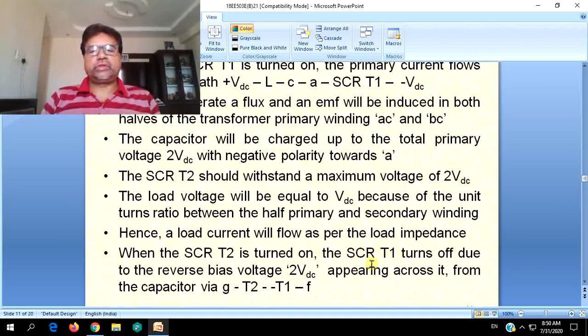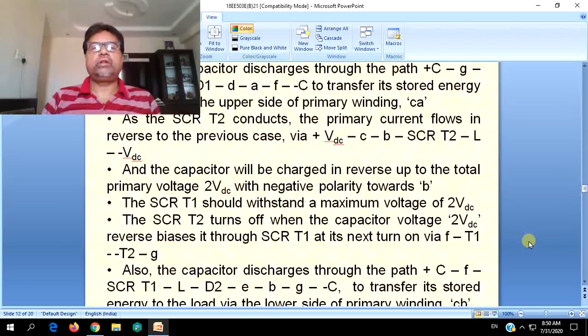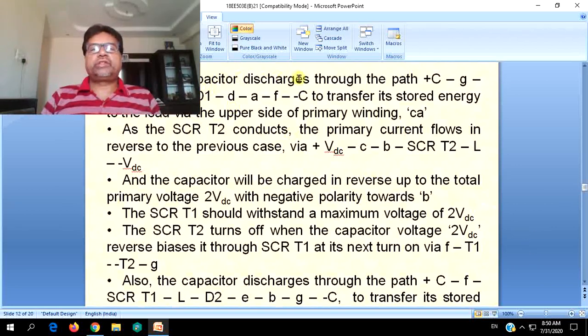T1 turns off due to the reverse biased voltage appearing across it. Up to this, it will be the same. Now, the capacitor discharges through the path shown to transfer its stored energy to the load via the upper side of primary winding CA. This is the most important thing, which is an added feature when compared to the simple parallel inverter. And also, as SCR T2 conducts, primary current flows in the given path. Because of this, the capacitor will be charged in reverse up to the total primary voltage 2 VDC with negative polarity towards B.